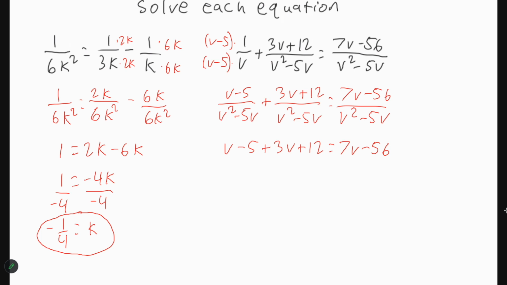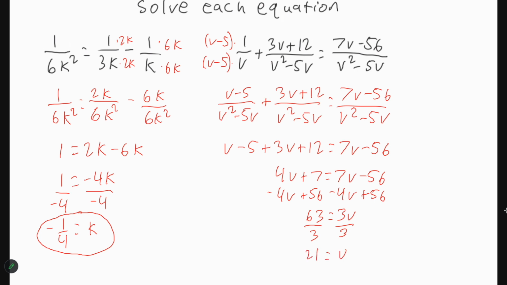Combine like terms on the left. That'll give us 4v plus 7 equals 7v minus 56. Subtract 4v from both sides. Add 56 to both sides. And that will give us 63 equals 3v. Divide both sides by 3. And that will give us v equals 21.